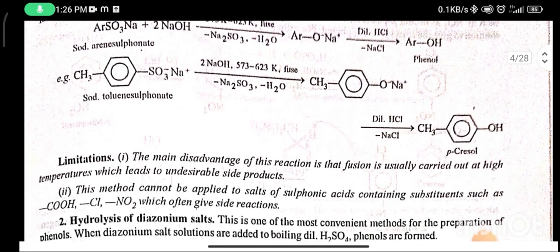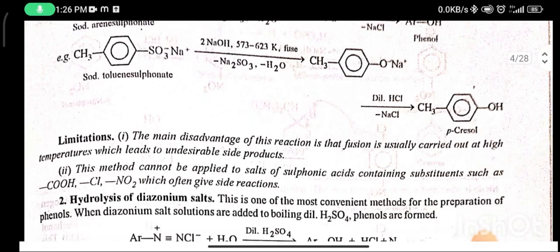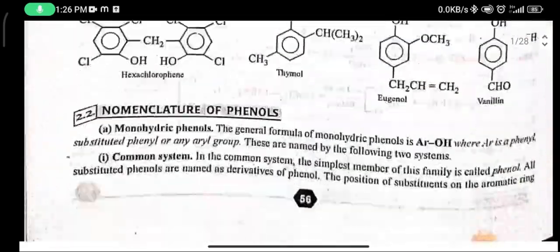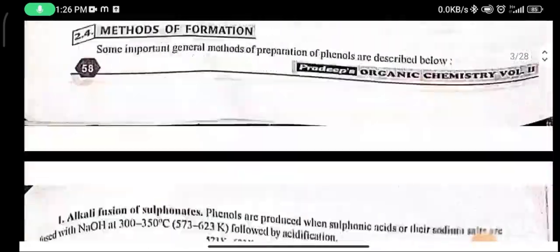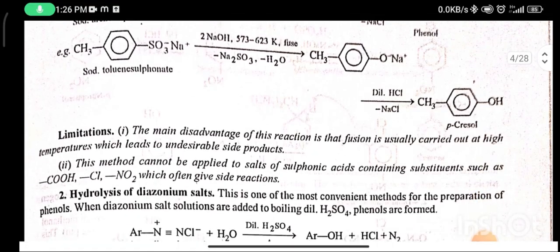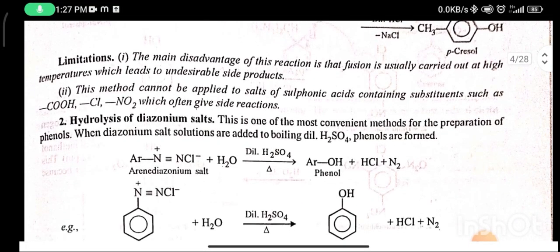Limitation. The main disadvantage of this reaction is that fusion is usually carried out at high temperature, which leads to undesirable side products also. This method cannot be applied to salts of sulfonic acids containing substituents such as COOH, Cl, NO2, which often give side reactions.